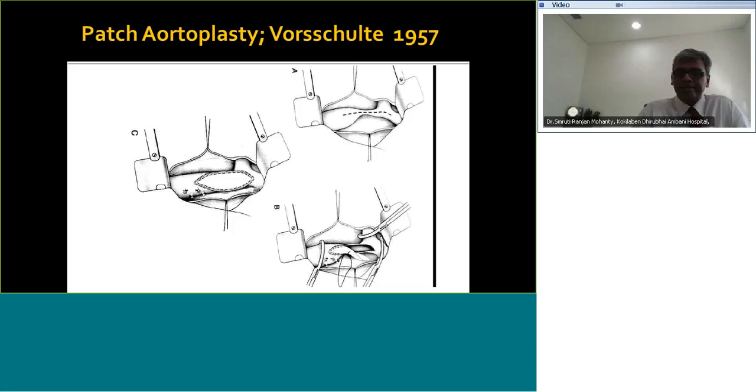Now, this is a simpler technique reported by Vorsschulte in 1957, and this whole thing is called patch aortoplasty. That means just incise across the coarcted segment into the good part of the aorta, and the proximal part also into the good tissue. After doing that, some people end up excising the posterior shelf, and otherwise you put in a patch, which is mostly a Gore-Tex PTFE patch or a Dacron patch, and that is sewn all across this coarcted segment. So the new caliber becomes like this after the onlay patch is put.